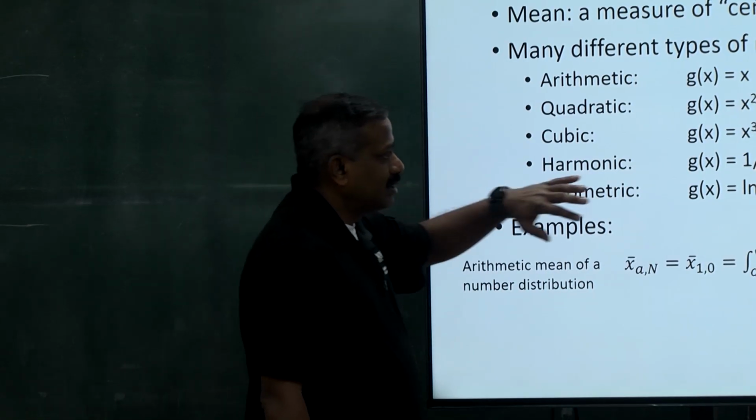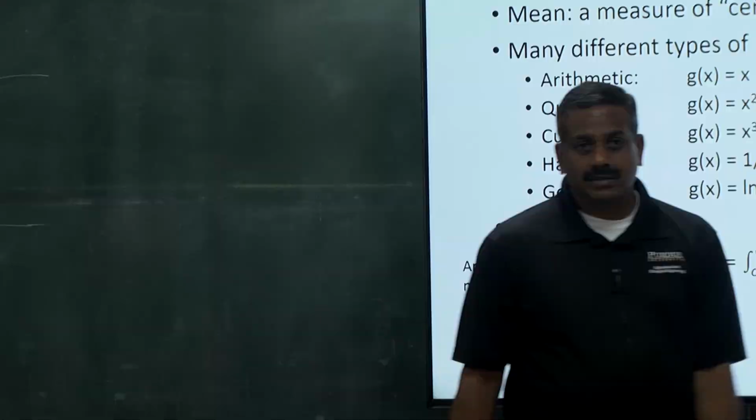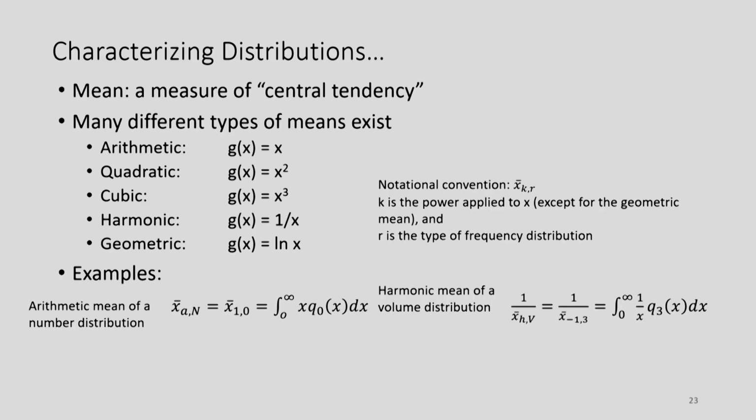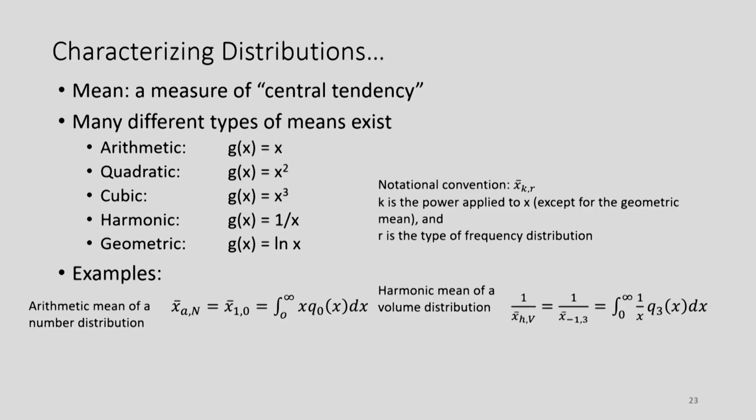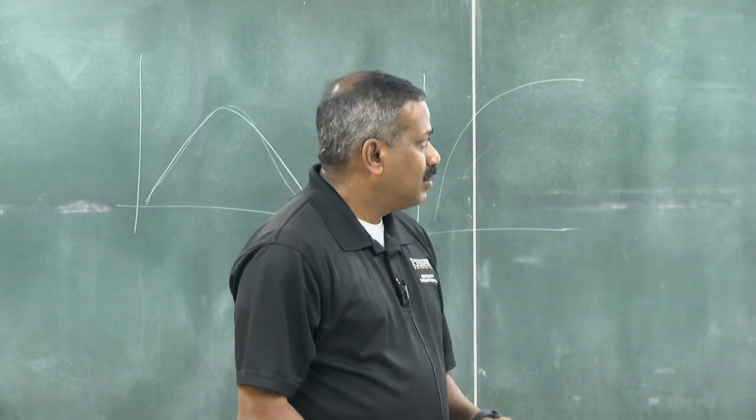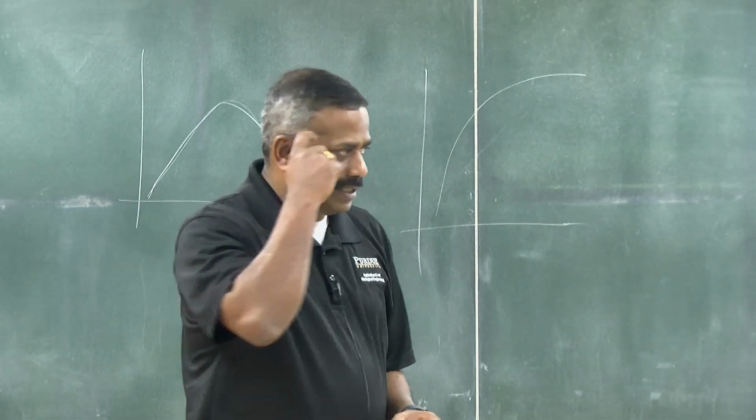This is a general notation, just for your information. If you see particle sizes like D23 or D32, in general it indicates two notations. The first notation is the type of mean. For example, if it's 2, then it's a quadratic mean. And then the second is the type of frequency distribution, what type of distribution you are talking about. That's the general notation that we use for particle sizes.